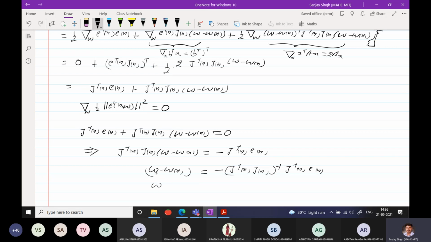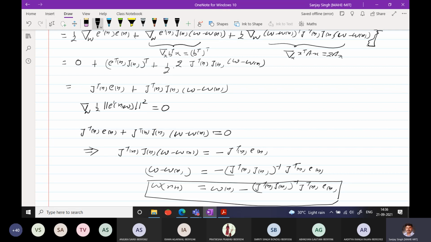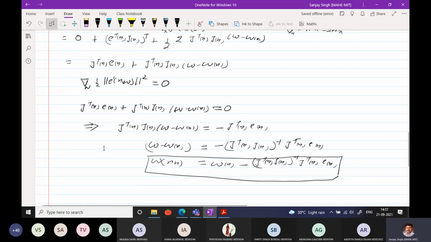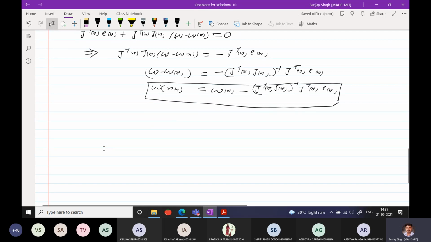So I can write, as I told you, W as nothing but W_(n+1), just to avoid confusion. Plus 1 minus this one, so it goes that side. So W_(n+1) equals W_n minus (J_n^T J_n) inverse, this entire part inverse, times J_n^T E_n, and this is the solution we are looking for. This is the solution we get by solving this Newton-Gauss, or Gauss-Newton, method.